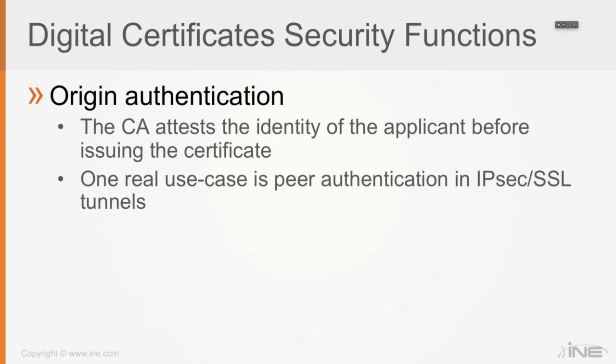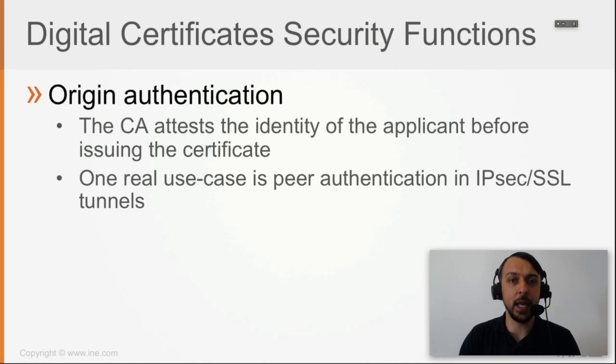Now, per their functionality, digital certificates offer a couple of security functions. One of them is going to be origin authentication, because when the applicant sends the CA a CSR, the CA validates the identity of the applicant before issuing the certificate, which means that certificates are going to prove origin authentication.